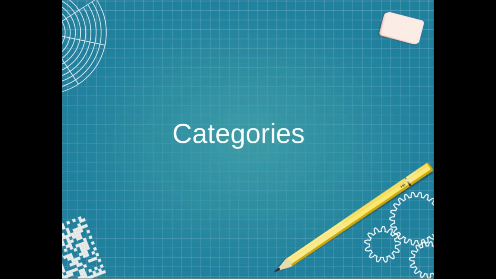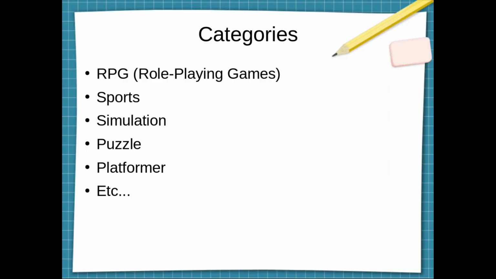All right, the next thing we should talk about is the categories of video games. I've listed just a couple of them right here. We've got RPG, which is role-playing games. We've got sports, simulation, puzzles, platformer. We've got a lot of categories that I didn't list because it's an assignment. You should go find various categories. We have many categories of games, so you can check online and find more. These are the ones I could think of off the top of my head.